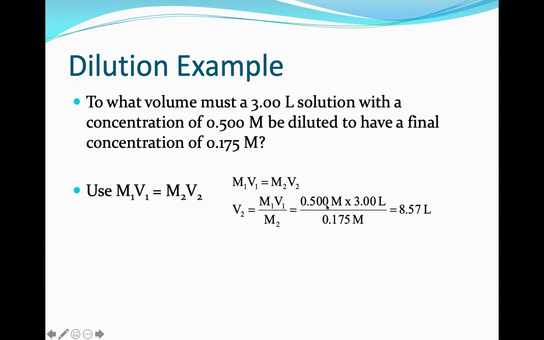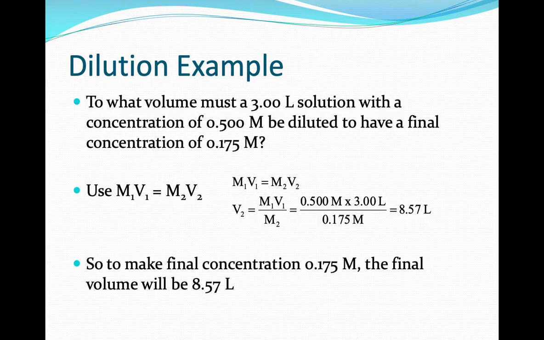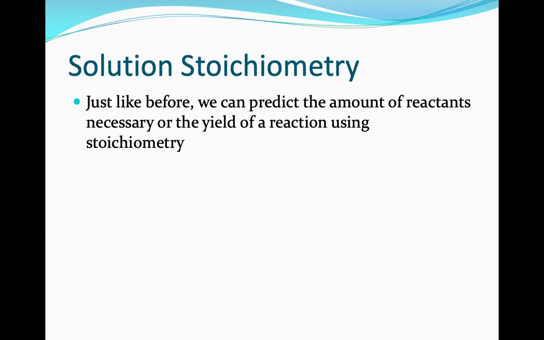So I can take M1 times V1, 0.500 molar times 3 liters, divided by 0.175 molar, that final concentration we want. We get about 8.57 liters. Now, this is the total volume that we have to end at, but do keep in mind, if we started with 3 liters already, we're actually only adding the difference between these two, which would be about 5.57 liters. So keep that in mind if you're in a lab setting, actually having to do these dilutions, in terms of exactly what you're going to be doing, and what the numbers we're getting out of this M1V1 equals M2V2 equation actually tell us.